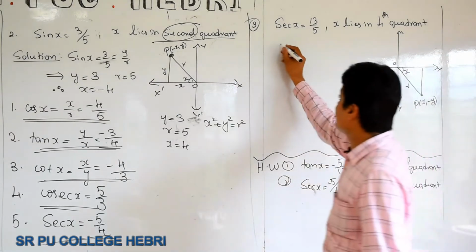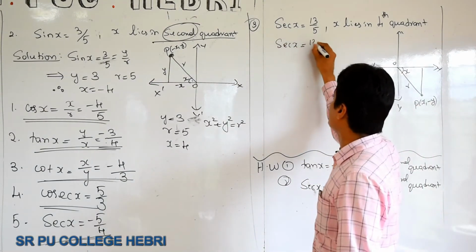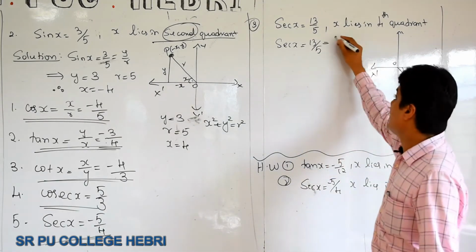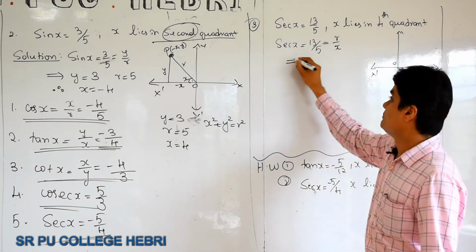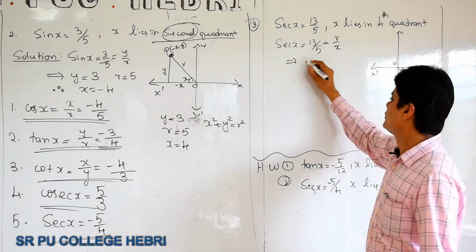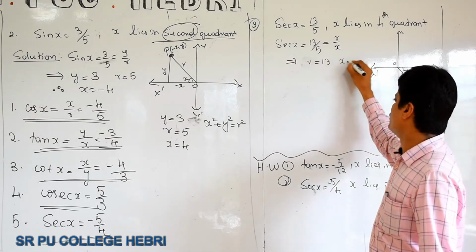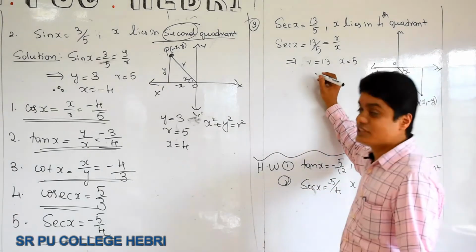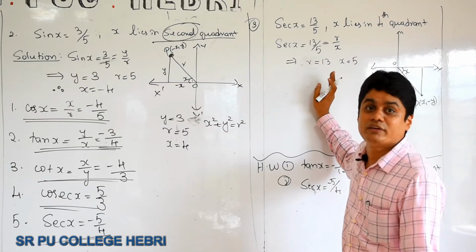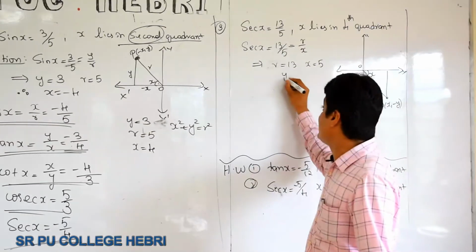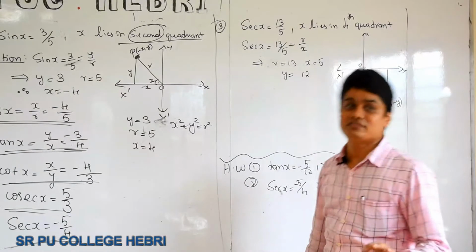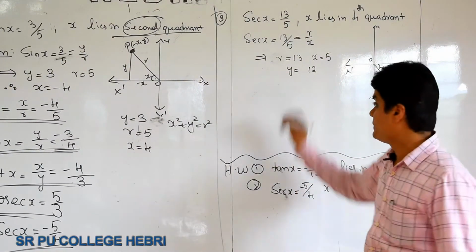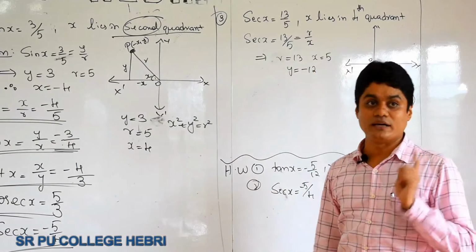So now use the given data. In this quadrant, secant x is equal to 13 by 5. So what is the definition of secant theta? r by x. So this implies r is equal to 13, x is equal to 5. Since x is positive, take it as it is. Which are the Pythagorean triplets here along with 5 and 13? 12. So y should be 12. But is it plus 12 or minus 12? Since we are in the fourth quadrant, it should be minus 12 because y is negative.